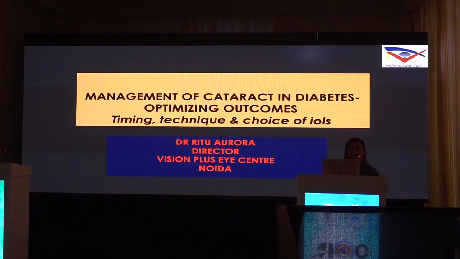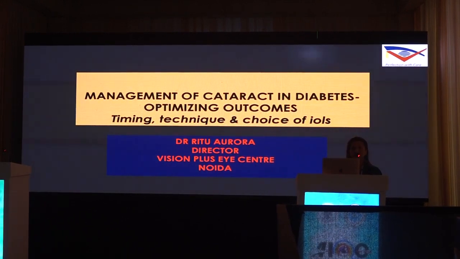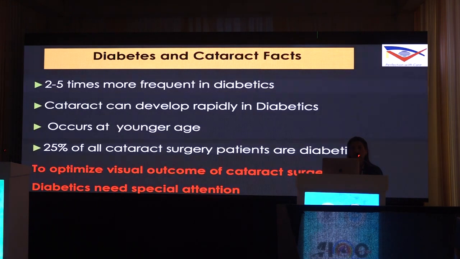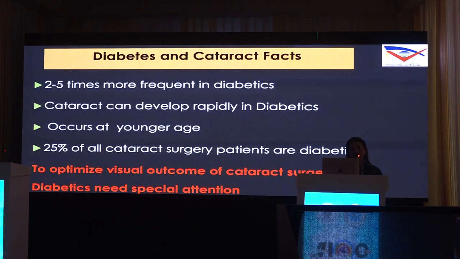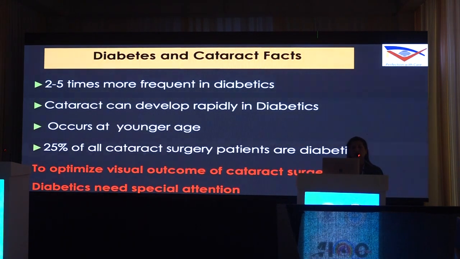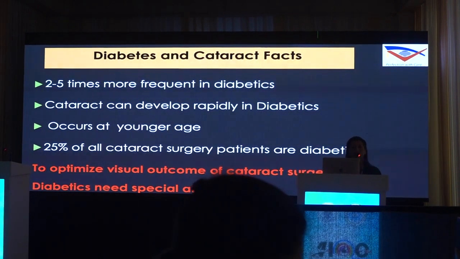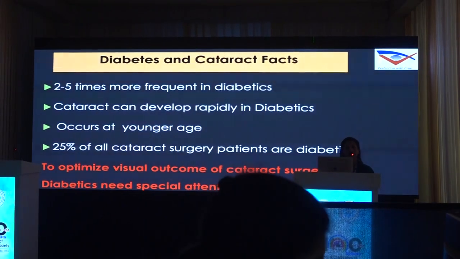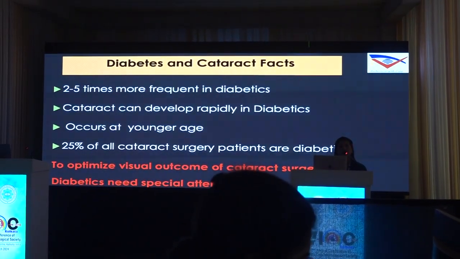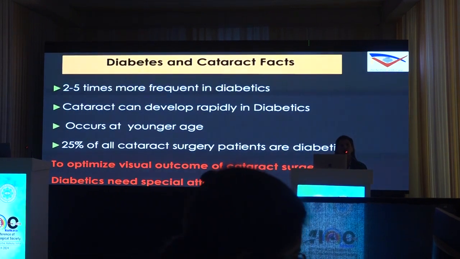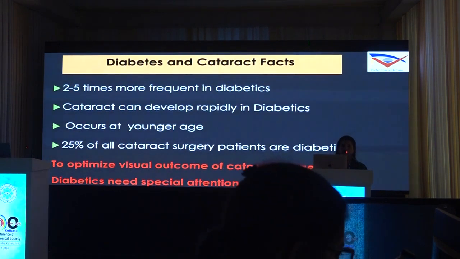So I'll be talking about the management of cataract and diabetes, how to optimize the outcomes: the timing, technique, and the choice of IOLs. As has already been told by my previous speakers, diabetes is increasing in India, and as we know, cataract is 2 to 5 times more frequent in diabetic patients than in non-diabetics. It also occurs more rapidly at a younger age, and at any time we'll find that at least 1/4 of all our cataract patients are diabetics. Many of them discover that they have diabetes when they come for cataract surgery.